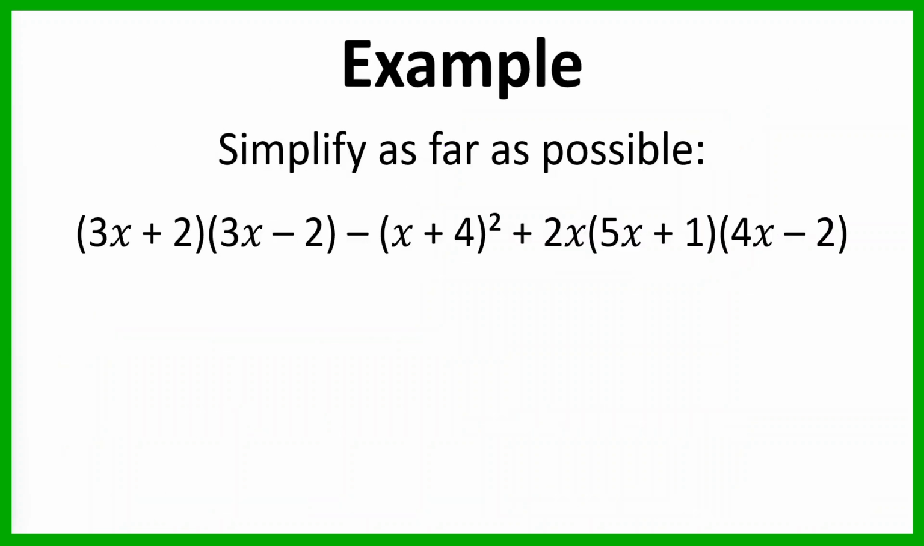In this example, we've got 3x plus 2 multiplied by 3x minus 2. Then we've got minus x plus 4 squared. Then we've got 2x times 5x plus 1 times 4x minus 2. Okay, so let's have a look at how we would do this question.